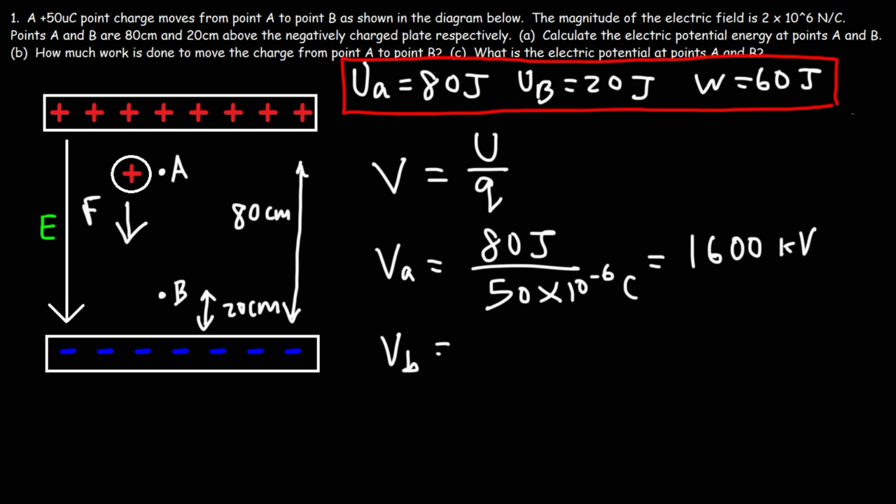Now let's calculate the electric potential at B. It's going to be 20 joules divided by the same charge.